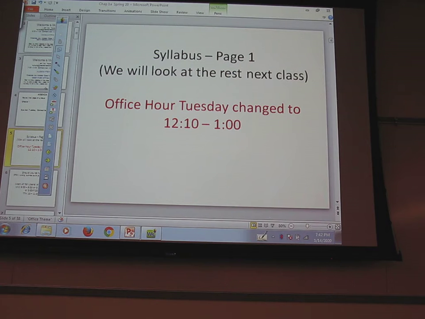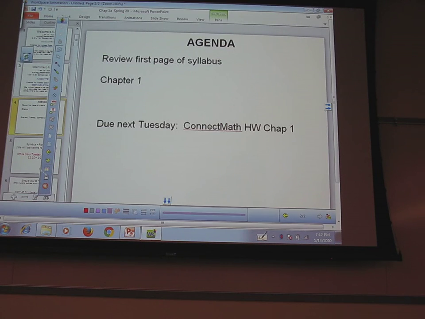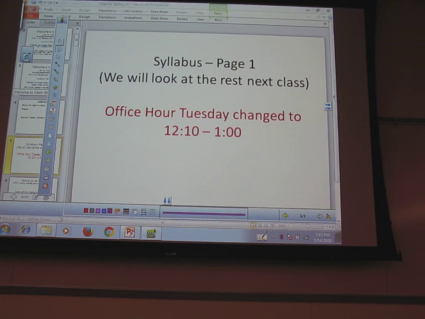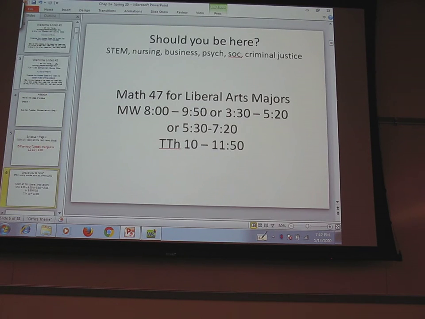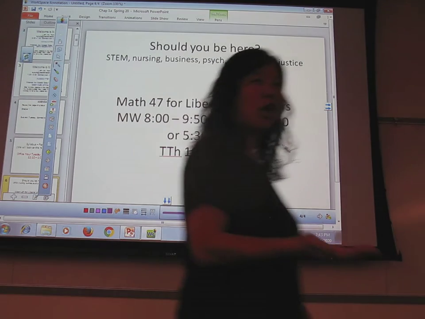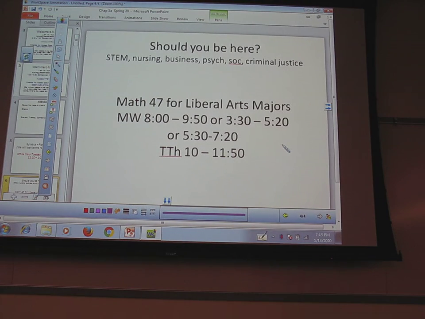So first off, should you be here? If you are a STEM major, nursing major, business, psychology, sociology, any of the ologies pretty much, criminal justice, and certain private schools, like I think UOP, you need to be taking Math 40.